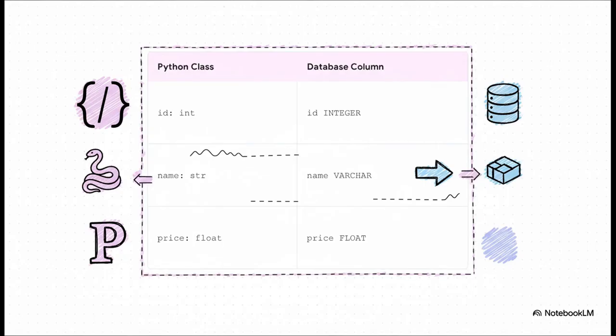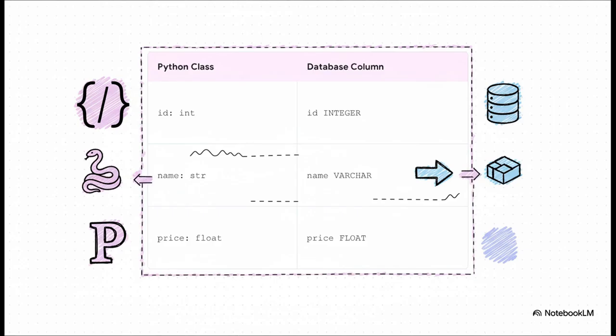This table makes that connection crystal clear. The attributes you define in your Python class on the left map directly to the columns in your database table on the right. Your name string becomes a varchar column. It's a direct translation, which lets you think in terms of Python objects, while SQLAlchemy handles all the database-specific stuff in the background.